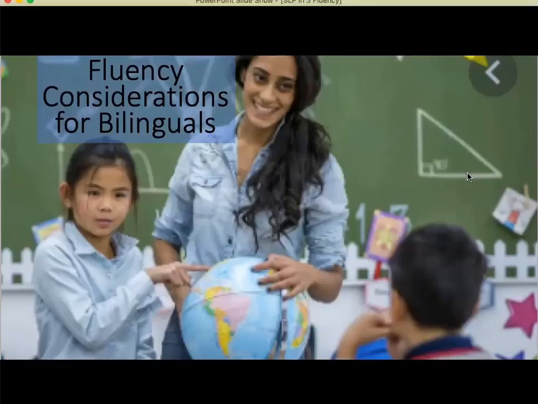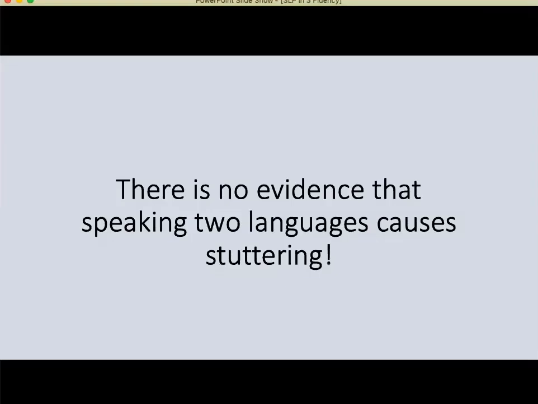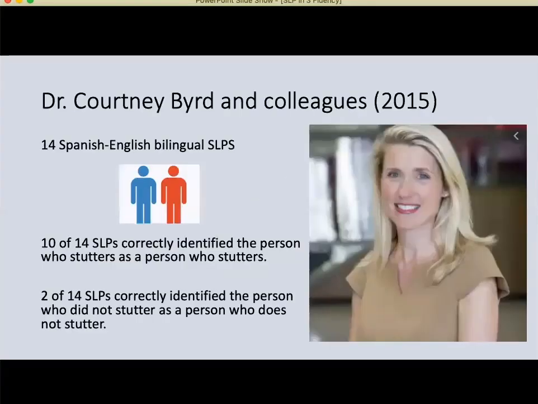Speech and language evaluation for fluency for a student who is bilingual, there are a few things that we need to take into account that are different than when we're doing this process for a monolingual student. So when we are evaluating bilingual students for fluency, we always want to remember that there's no evidence that speaking two languages causes stuttering, though there are a number of differences in the research between bilinguals and monolinguals.